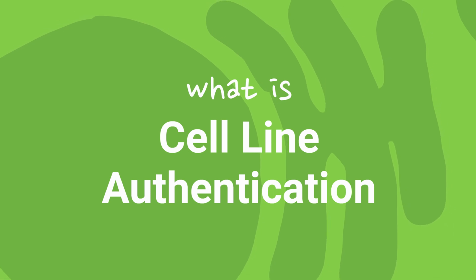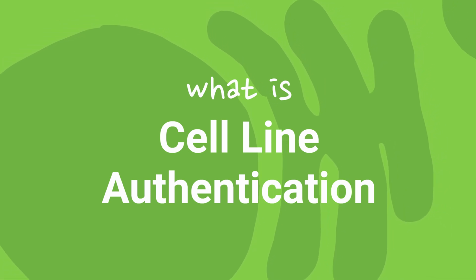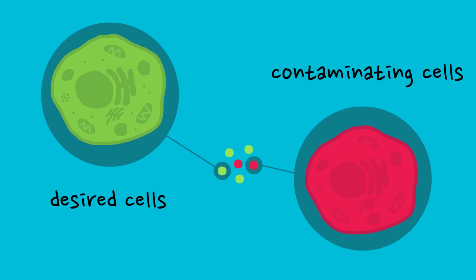Cell line authentication is the process of confirming the identity of a sample of cells. Before you get too far in a project, you need to be certain that the cells you're working with are exactly what you think they are. Contaminated or misidentified cell lines could ruin your experiments or invalidate your results.